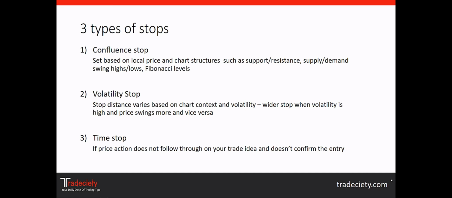Then the second one is the volatility stop, where the trader looks at the overall market. Do you have large swings? Do you have small swings? Do the candles have a lot of wicks, or are the wicks very short? Then you adjust your stop loss based on this chart context. When the volatility is high, you use a little bit of a wider stop. And when the candles are small and there are not a lot of wicks, then you can usually use a smaller stop.